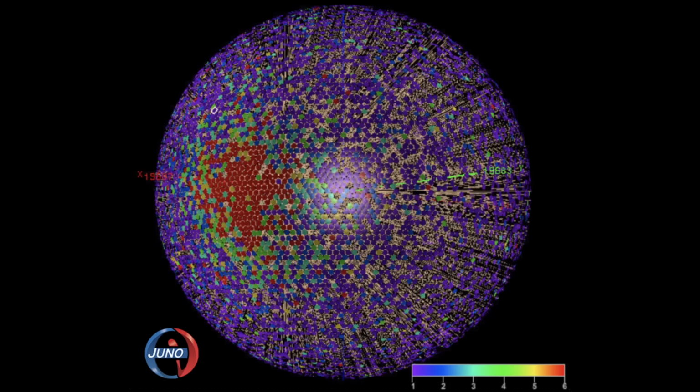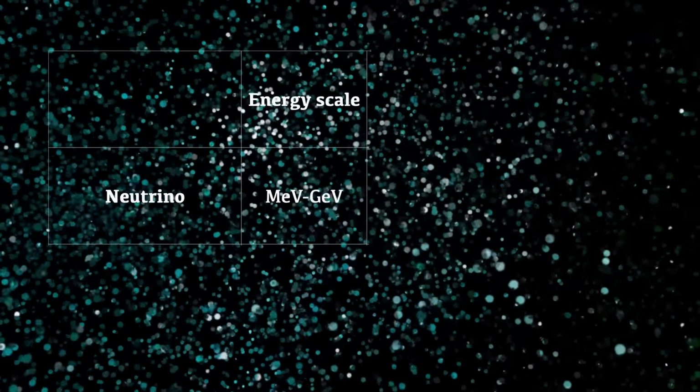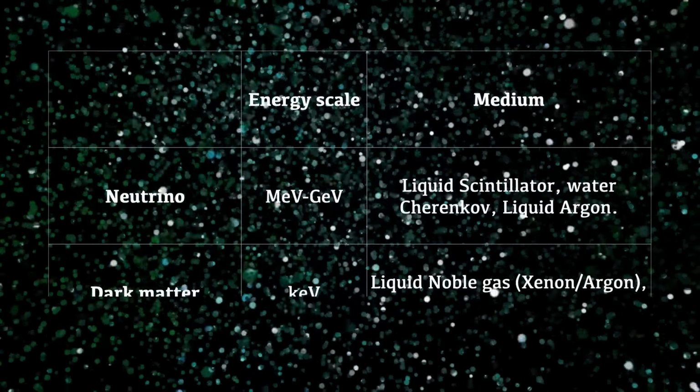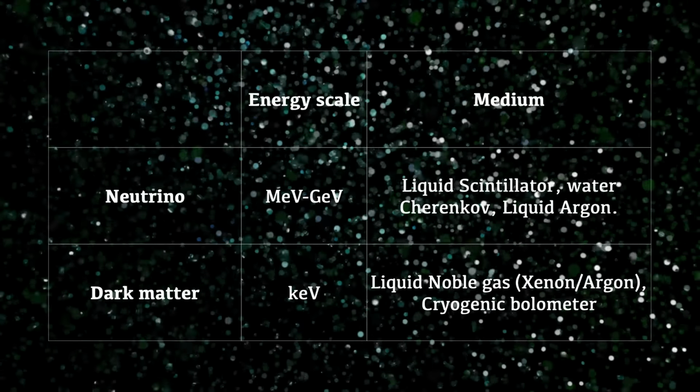Now for the differences. Neutrino detectors are optimized for events caused by the weak force, which produce higher energy signatures like light, charge, and heat. And for this reason, they typically focus on events from mega electron volts all the way up to giga electron volt scales. Neutrino detector medium is therefore generally liquid scintillator, water Cherenkov, or liquid argon.